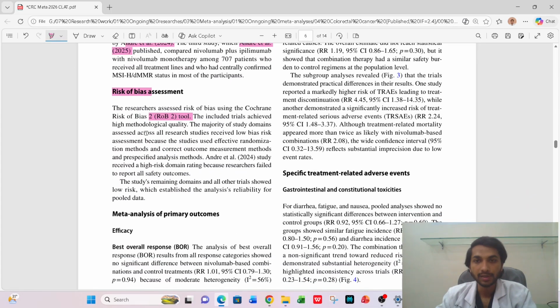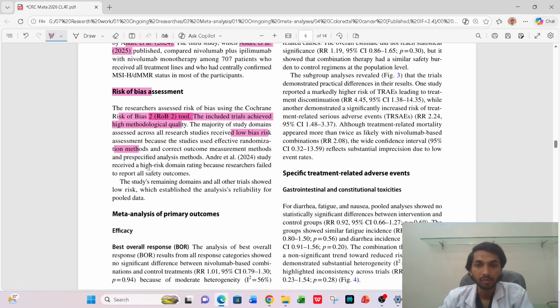The included trials achieve high methodological quality, so you have to mention them. In the majority of study domains assessed across all the studies reviewed, there was low risk of bias. Bias was low because the study used an effective randomization method. Randomization is basically that the patient does not know what they are receiving, either intervention or comparison. That makes the study reliable, so there is no bias from the patient side or from the doctor side.